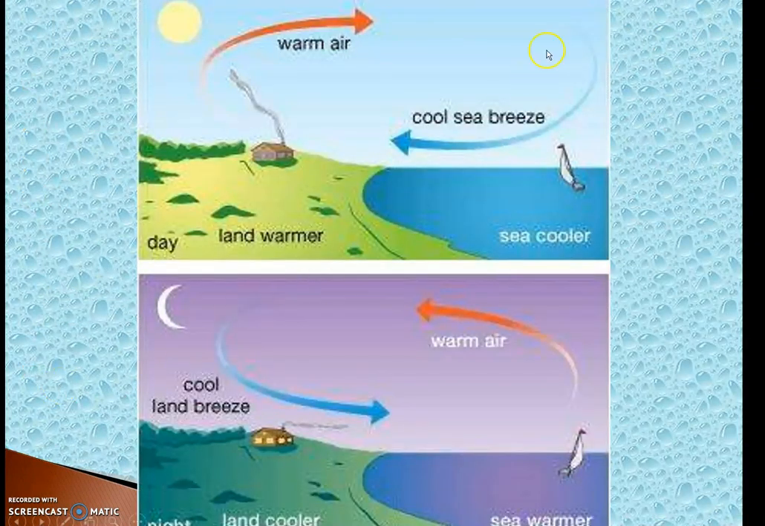Here we can have one more example: during the day, the warm air rises over the land and drops over the sea, creating a sea breeze, whereas the opposite happens at night. The sea is warmer, so the warm air rises above the sea and drops over the land, creating a cool land breeze.